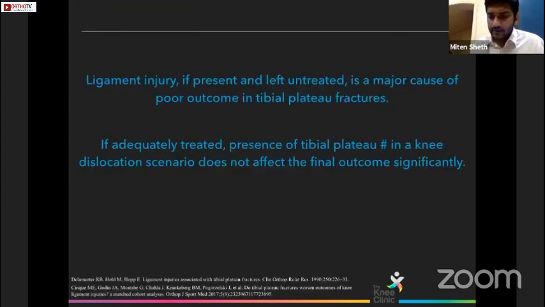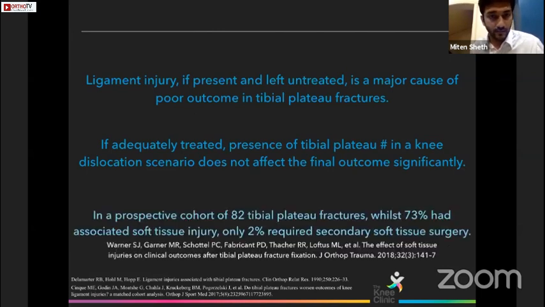Why this is important is it is established beyond doubt that if we treat only the bone and fix only the tibial plateau fractures, ligament injury, if present and left untreated, will result in a poor outcome. Also, we've seen the flip side. If you have a KD5 dislocation, if you treat the fracture component in the dislocation, it's definitely going to improve the outcome.